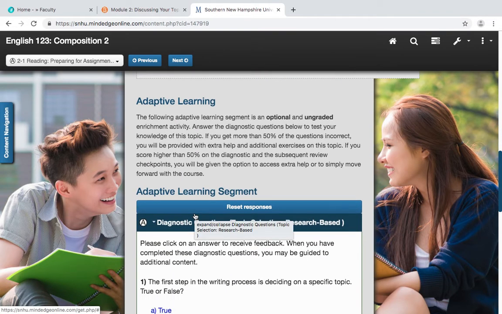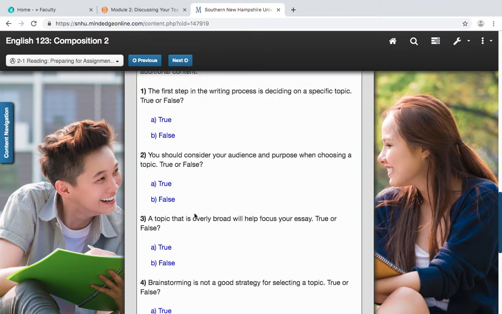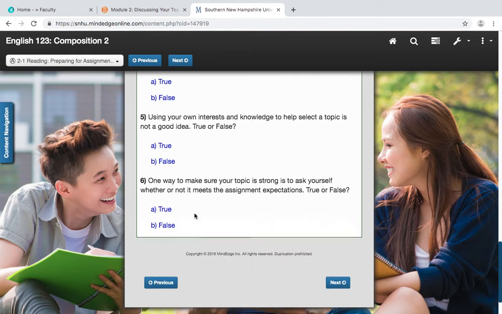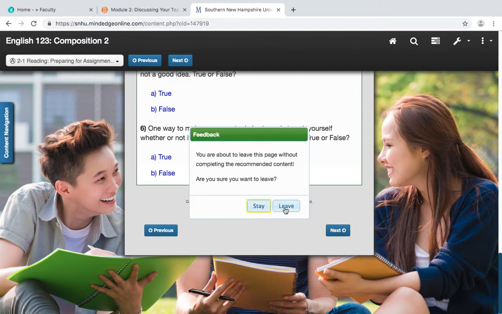Adaptive learning. The following adaptive learning segment is an optional and ungraded enrichment activity. So you can choose to do this, not do this. As with the readings, I find the enrichment activities to be quite helpful, and they usually don't take much time at all. I mean, this one is true false, so I think that it'll take you probably 5 to 10 minutes, and it will allow you to see where you stand without any repercussions as far as your grade goes. So I recommend doing it.